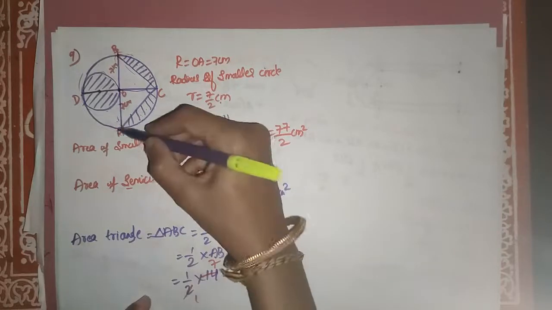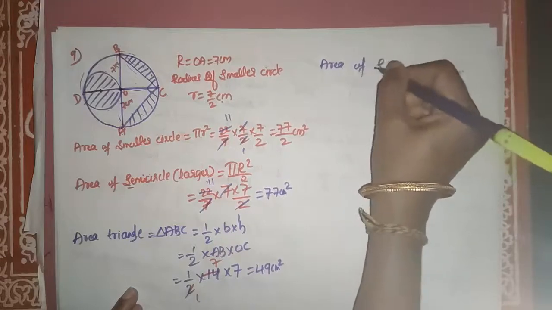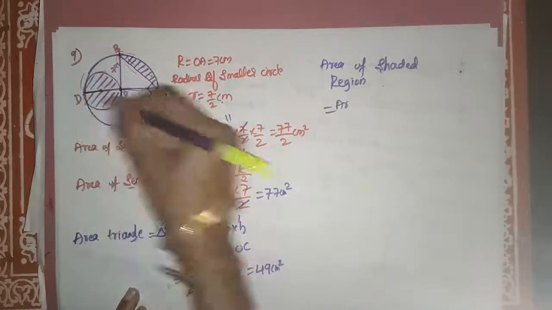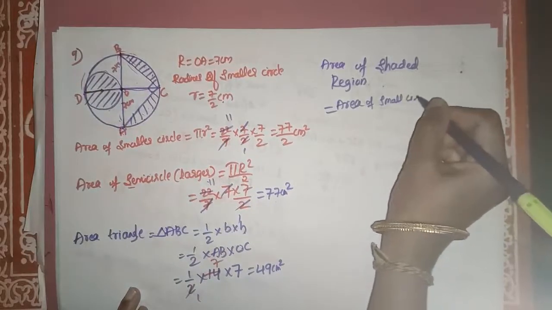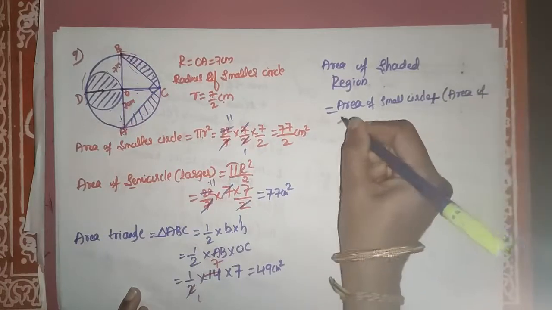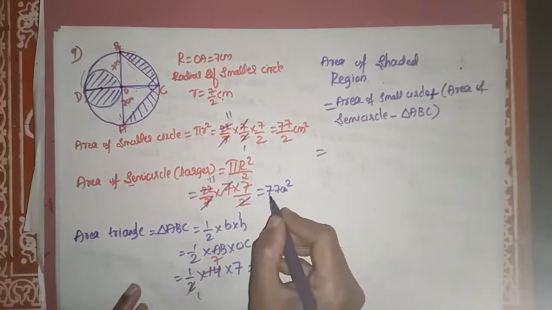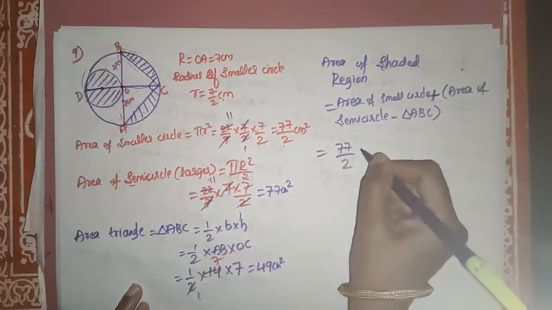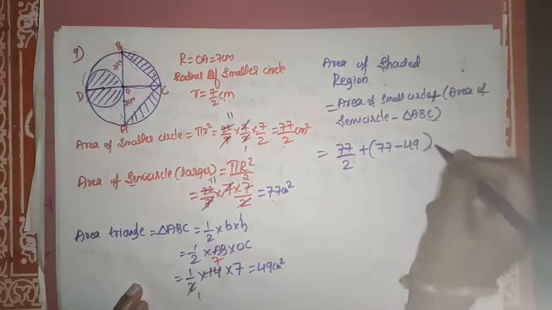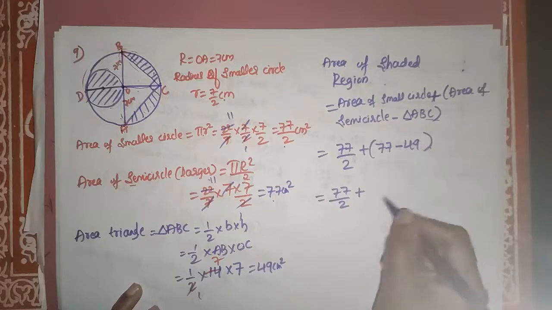Okay, so now in the semicircle we need to remove the triangle. So area of shaded region, I take the total shaded region. First one is area of small circle, plus, in the semicircle we need to remove the triangle, so plus area of semicircle minus area of triangle ABC. So area of small circle is how much? 77 by 2, plus area of semicircle. Semicircle is how much? 77, minus area of triangle, which is 49. Okay, so here we have 77 by 2 plus 77 minus 49 is 28.